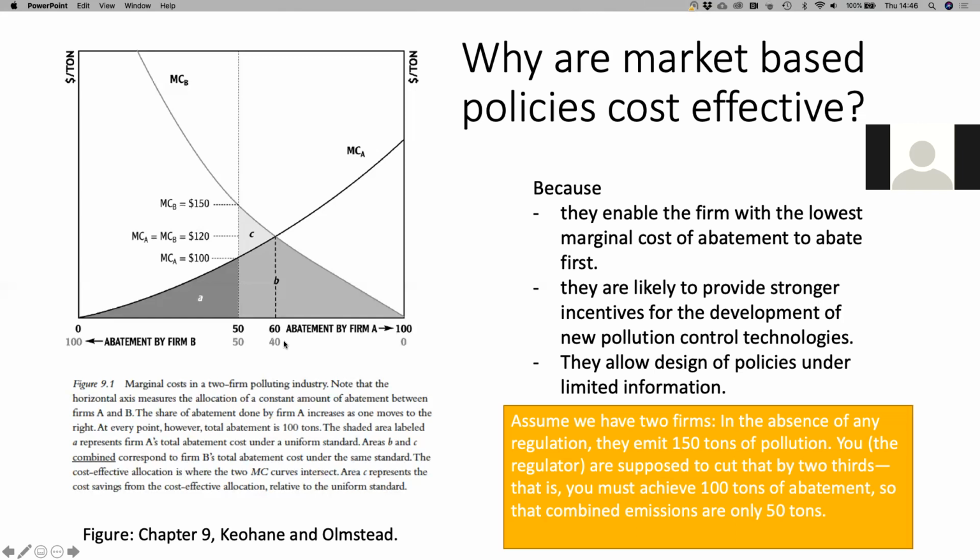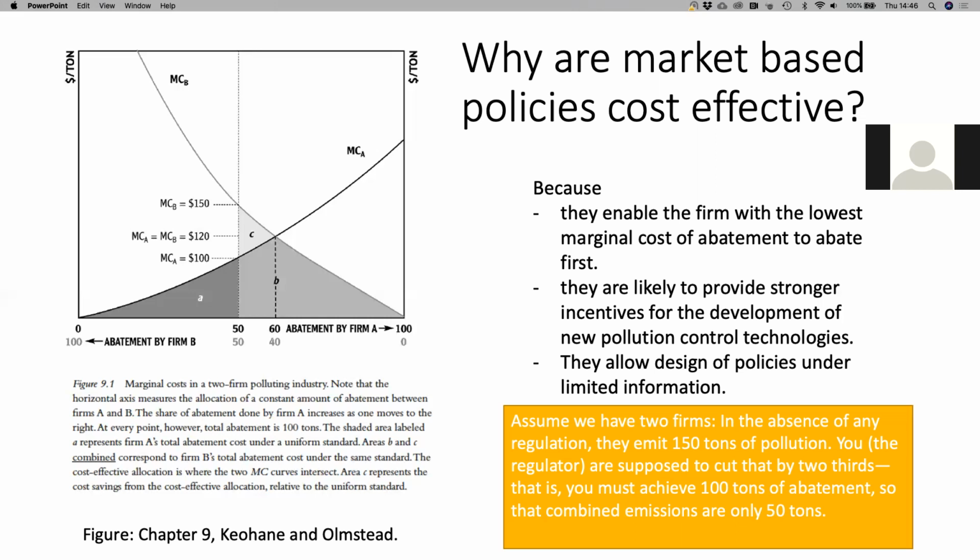However, from this graph, at what point can you tell me is the optimal amount of abatement by firm A and firm B? Delaney, do you have any idea? Should be at the B point, simple b. Exactly. Why? Because if you go with the other way, the firm B will have to incur a higher cost.